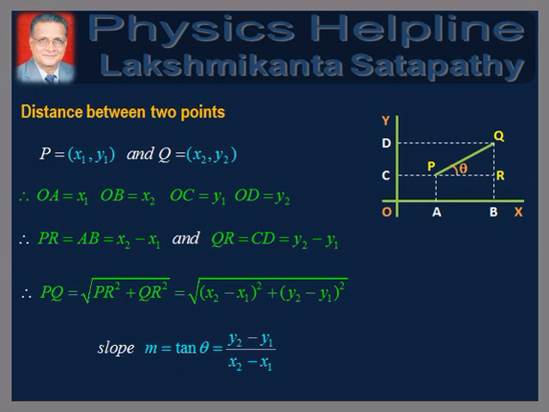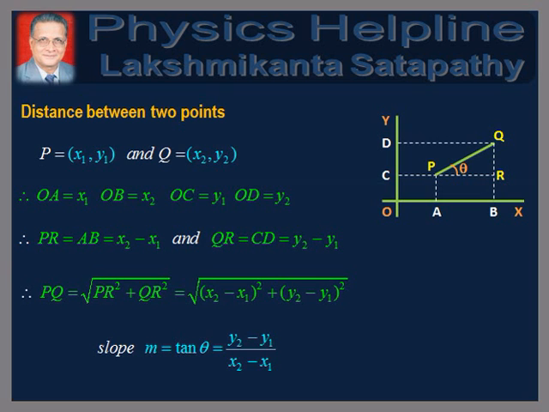Now let us find the distance between 2 points P and Q having coordinates x1, y1 and x2, y2 as shown in the figure. By definition, OA is equal to x1, OB is equal to x2, OC is equal to y1 and OD is equal to y2. In triangle PQR, PR is equal to x2 minus x1 and QR is equal to y2 minus y1. Therefore, distance PQ is equal to root over PR square plus QR square, which is equal to root over (x2 minus x1) whole square plus (y2 minus y1) whole square.